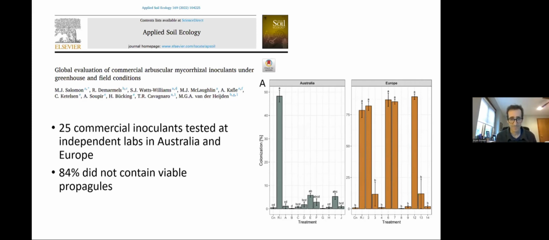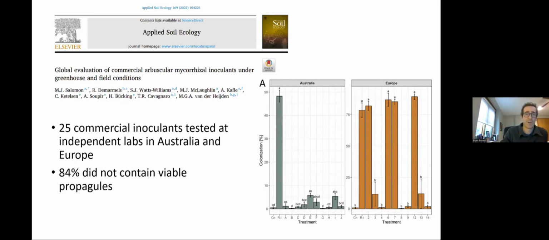And so the very tall bar on the left is a control fungus from the lab that was doing this research. So the inoculations work in this context. This is a greenhouse assay. But a lot of the commercial inoculants didn't achieve that success. The picture wasn't nearly as bad in Europe, and so there may be a transport or handling issue here. I'm not quite sure what's happening, but still there were several products that were no longer viable.